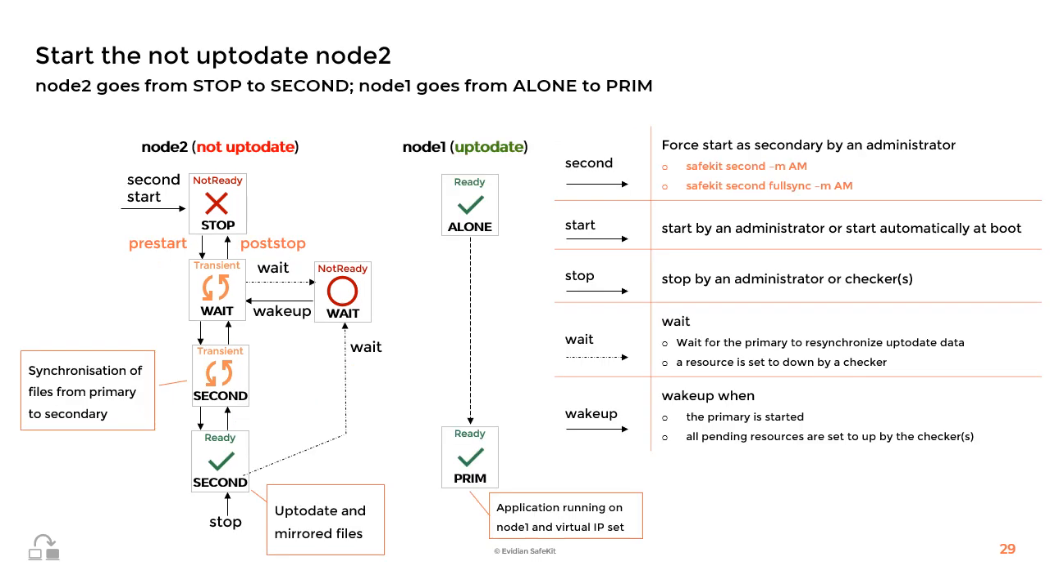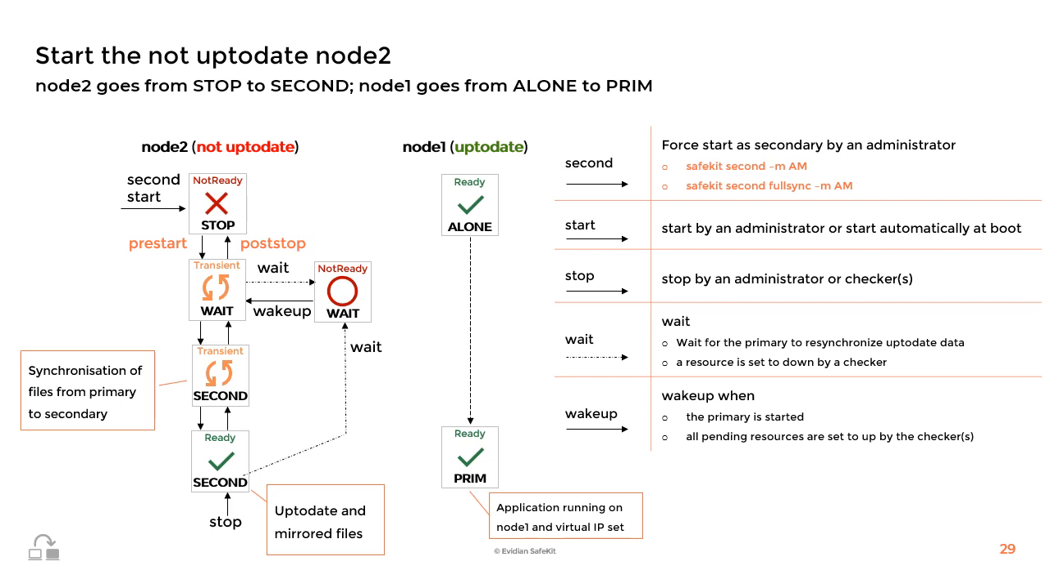In this slide, we continue the presentation with the start of node 2, which will become the secondary node. In the figure on the left, when the second or start command is executed on node 2, which is in the not up-to-date state, the pre-start script is first executed. Normally, the application integrated in the module should not run on the node, but if it is the case, the pre-start script makes a preventive stop of the application before installing the replication mechanisms.